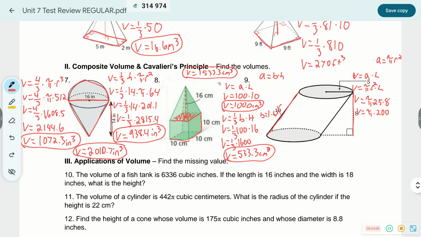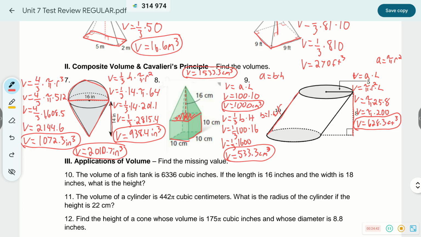Five times 8 is 40, squared is... 200. Times pi, which is what? 200 times pi? 628. 628.3. Okay. So it doesn't really give us a measurement, so we can just say feet cubed. Our volume for this figure is 628.3 feet cubed.